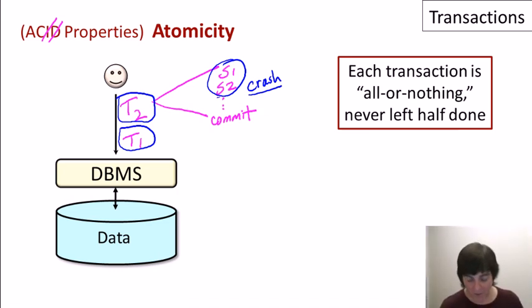Now once again, you might be wondering how this is implemented. It also uses a logging mechanism, and specifically when the system recovers from a crash, there is a process by which partial effects of transactions that were underway at the time of the crash are undone.